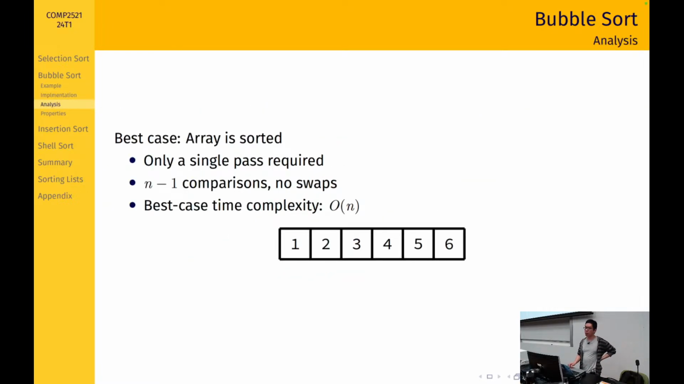Now, how about the time complexity? There is actually a difference between the best case and the worst case. In the best case, the array is sorted, and that's because only a single pass is required. We make one pass through the array, we don't make any swaps, and that means the array is sorted. In total, we make n-1 comparisons, and we also don't make any swaps, so the best case time complexity is just O(n). Okay?